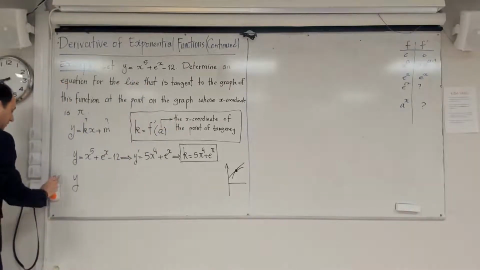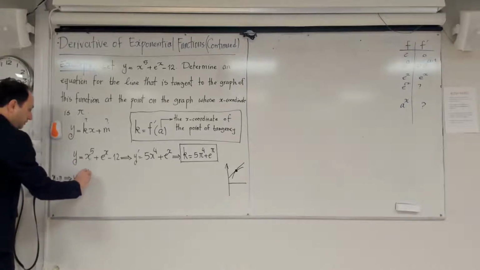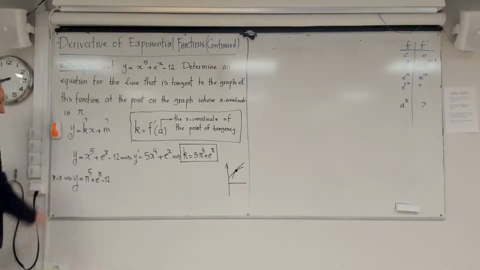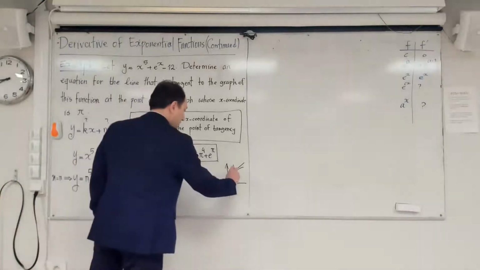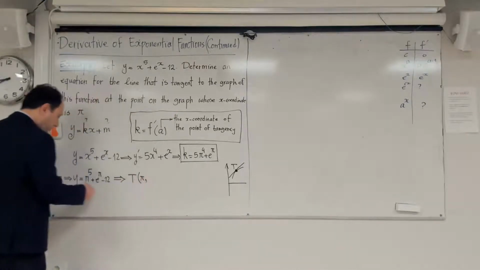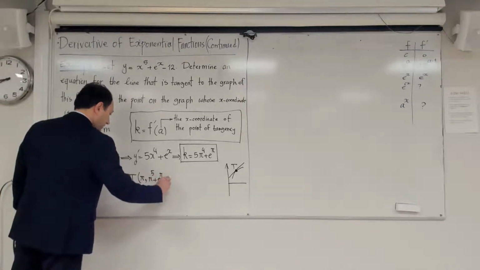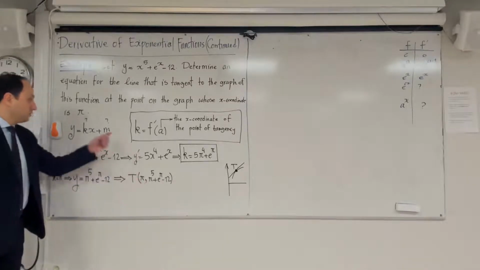So if x is equal to pi, this implies that y itself is equal to pi to the power 5 plus e to the power pi minus 12. Very strange numbers. So this means that the point of tangency has the coordinates: x coordinate is given to be pi, y coordinate is this weird number. But we have to work with this number. This is the point of tangency.